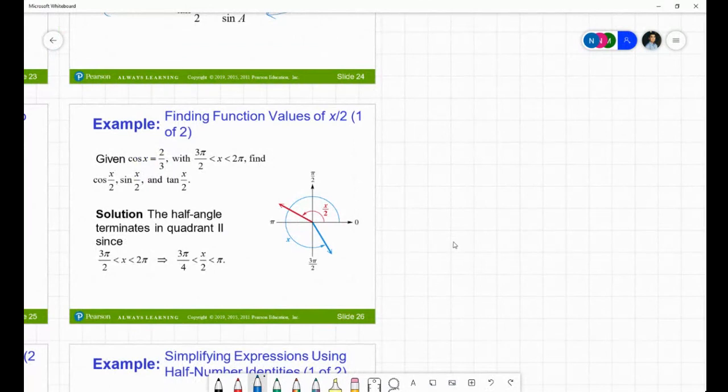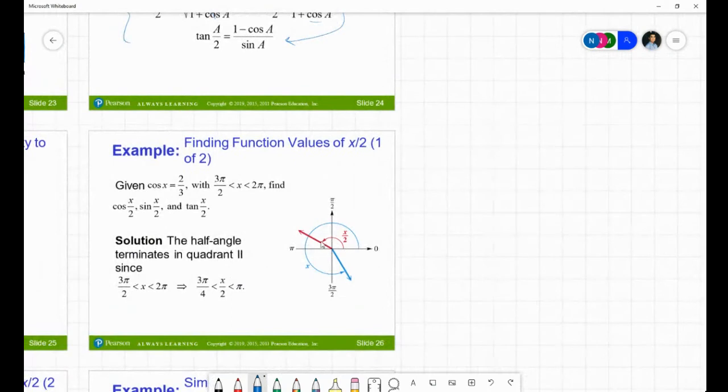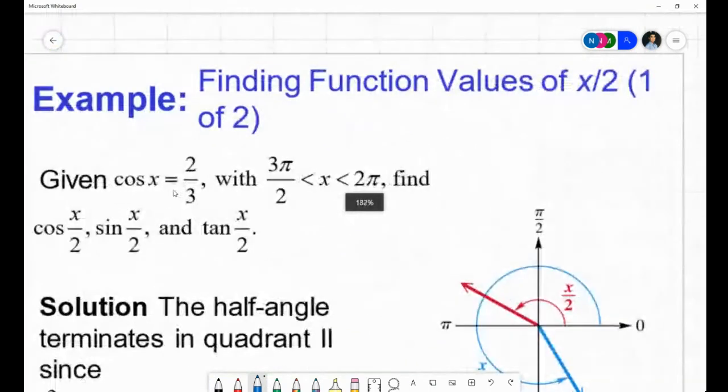Professor, where did you write the original problem at? I can't seem to find it on the whiteboard again. The original problem? Yes, sir. It's on slide 26. Slide 26. Thank you.